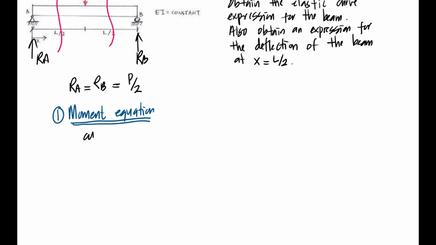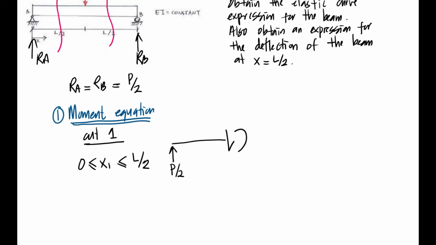Cut first, from 0 to x1 to L over 2. When you cut here, make sure you draw the free body diagram. So you need to draw the free body diagram with P over 2. You cut, and then you'll get the moment M1 here.